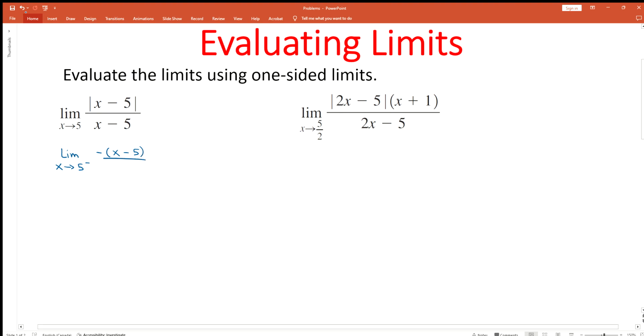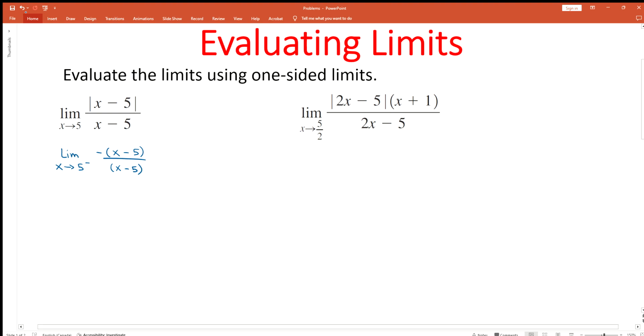Because if x is less than 5, for example 4.9, then 4.9 minus 5 is equal to negative 0.1. Since the absolute value function always gives us a positive value, we put a negative sign outside x minus 5 because that negative sign will make negative 0.1 positive. This is a very important concept we need to understand and memorize to evaluate limits for expressions with absolute value function. In the denominator, the expression will stay the same.